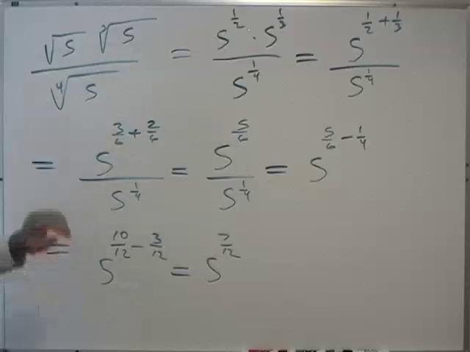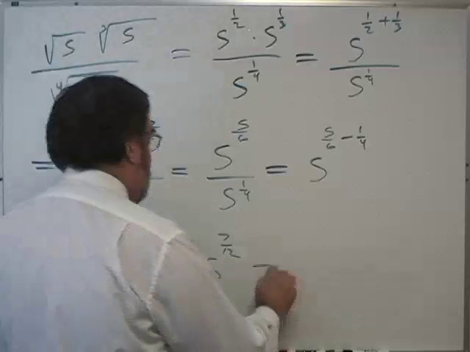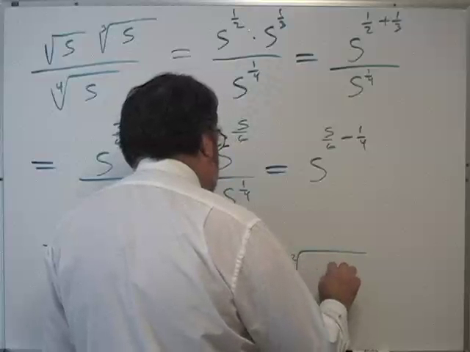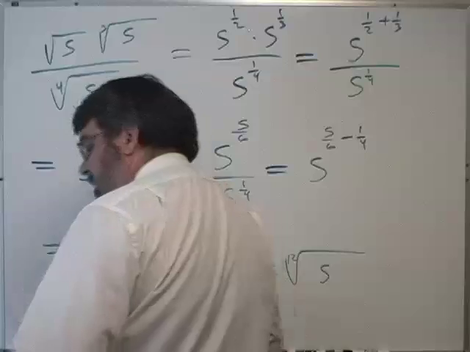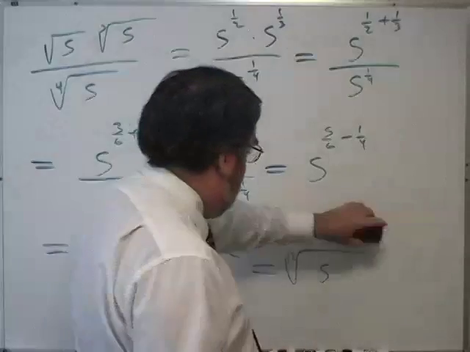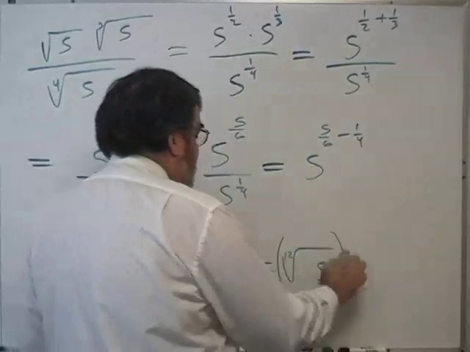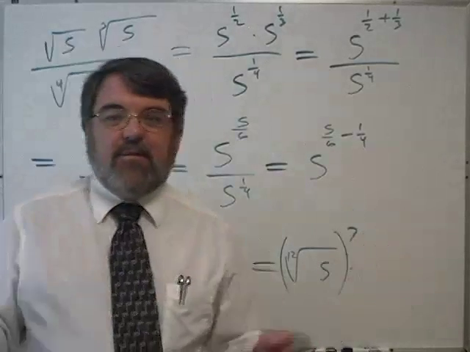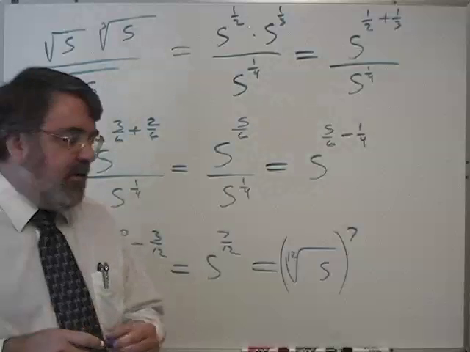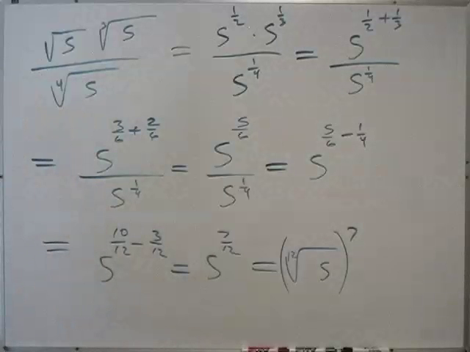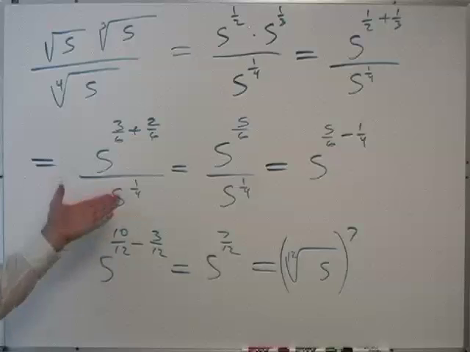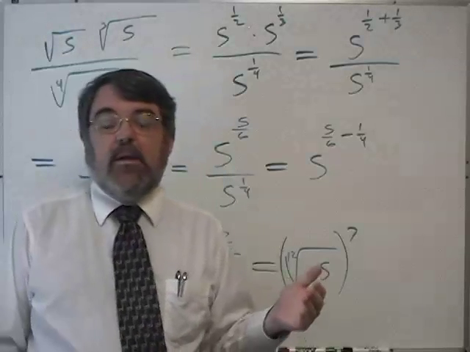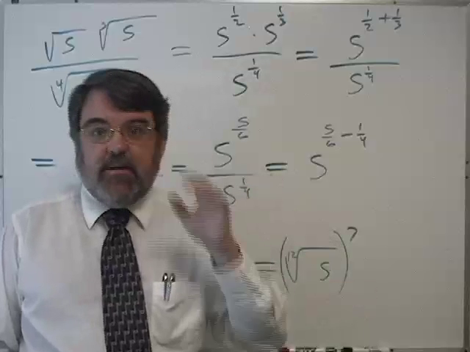If we want to put it back in a radical form, this would be the 12th root of 5. Let me write it this way. 12th root of 5 raised to the 7th. We could raise 5 to the 7th power. It's a big number. It's not that interesting. But anyway, I wanted to illustrate a way of going between radicals and fraction exponents, and how that can be very useful in many cases.